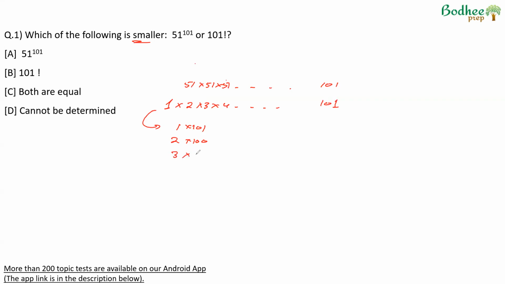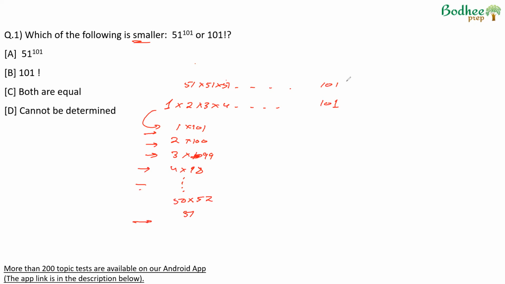3 into 99, the first number with the last number, 4 into 98 and so on. Till the last we'll have 50 into 50. There are 101 numbers, and the sum of each pair is 102. So 50 into 52 and finally we'll have 51. This is the product that we'll get. So there will be 50 such products and then 51.